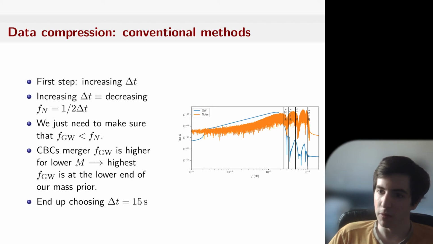Here to the right in blue is the frequency domain simulation of the waveform with these lowest masses, superimposed with some instrumental noise. The vertical lines represent the Nyquist frequency if we were to downsample to certain values. From this, we can see that an appropriate value for the cadence is 15 seconds, allowing us to compress by a factor of 3 basically for free.